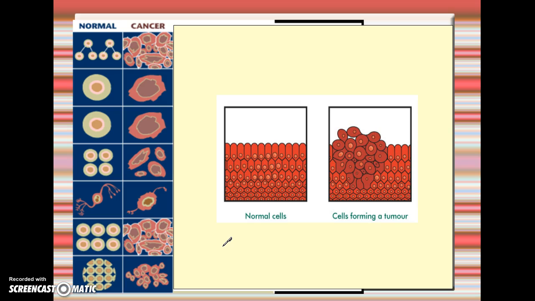This concludes how the cell cycle is controlled by internal and external mechanisms, and how the loss of this control can lead to cancer.